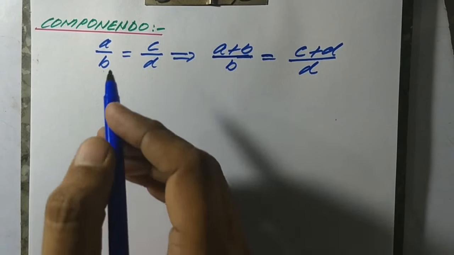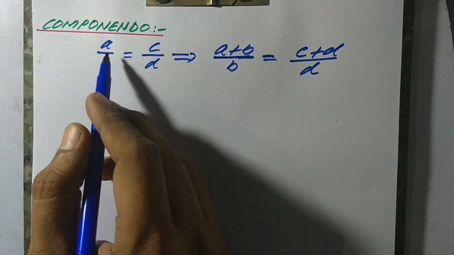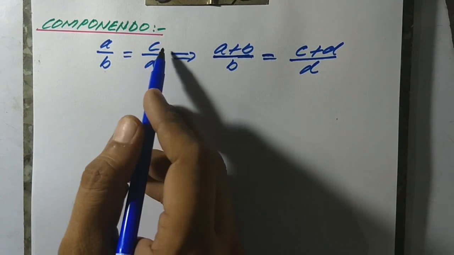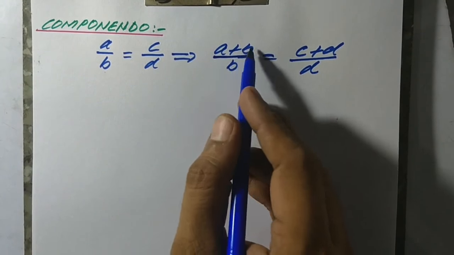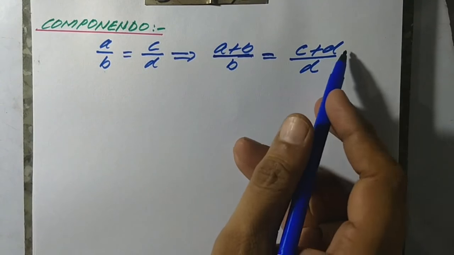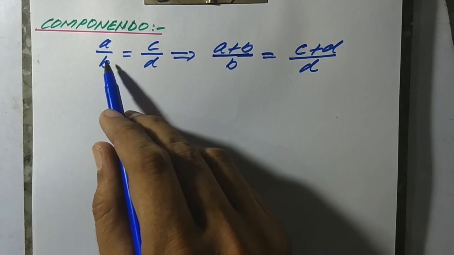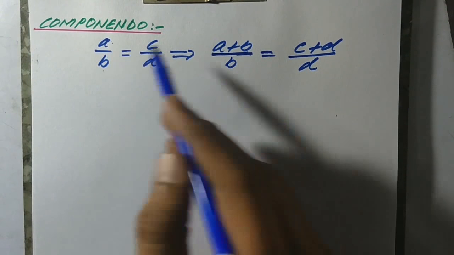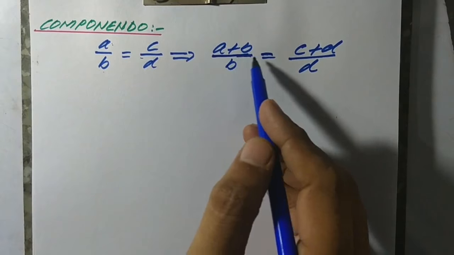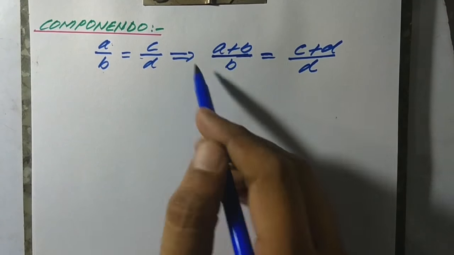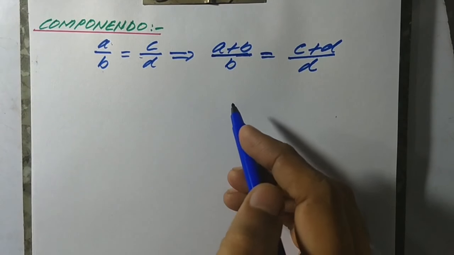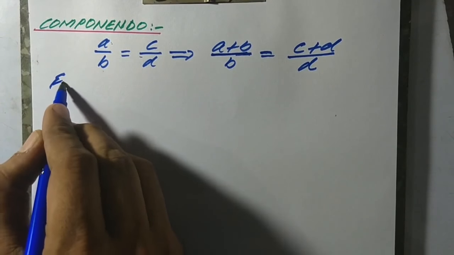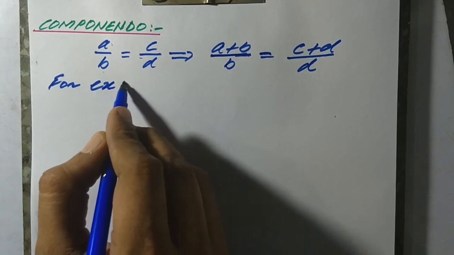Now the next law is componendo. That is, if A upon B is equal to C upon D, it implies that A plus B upon B is equal to C plus D upon D. That is, the denominators may be added to numerators on both sides of equality. The resulting numbers remain in proportion.